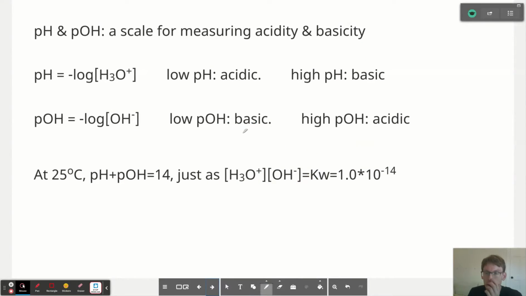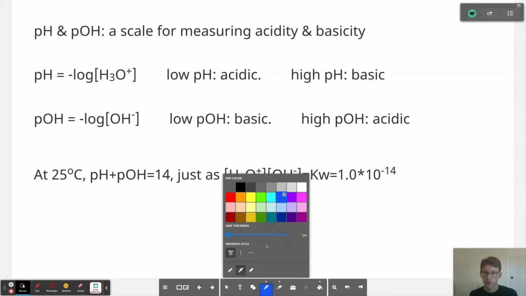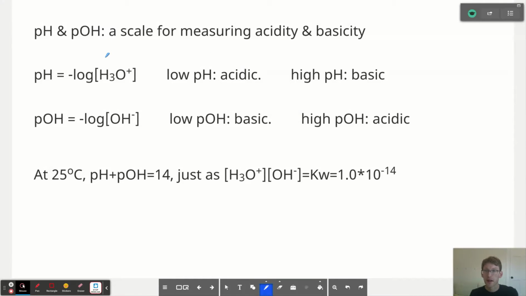Now, those are concentrations, but we haven't dealt with pH and pOH yet. So pH is defined as the negative log of the concentration of H3O+. If the concentration of H3O+ is high, that would be an acidic solution. But if the pH is low, then it's going to be more acidic, and that's due to the fact that this is a negative log. So high concentration of H+, high acidity. Low pH, high acidity. High pH would mean basic.